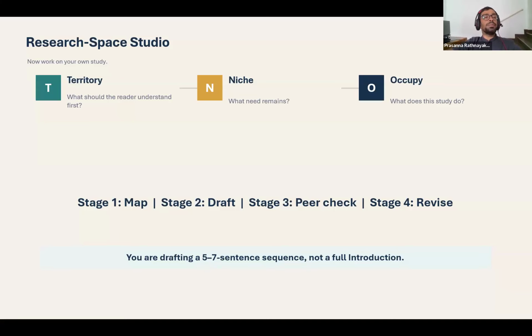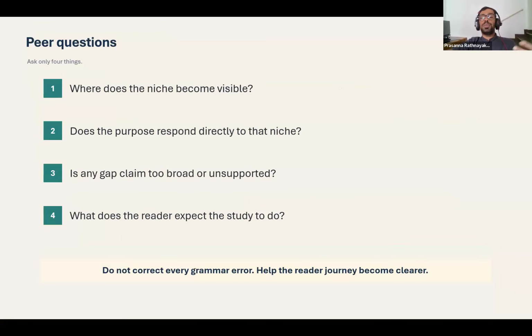For preparing, when you speak with your partner, make sure that you are not going to waste your time with a lot of words. When you speak with your partner, please use only these 4 questions. This keeps the peer task light and focused. First, where does the niche become visible? Second, does the purpose respond directly to that niche? Third, is any gap claim too broad or unsupported? Fourth, what does the reader expect the study to do after this sequence? Ask your peer these 4 questions.